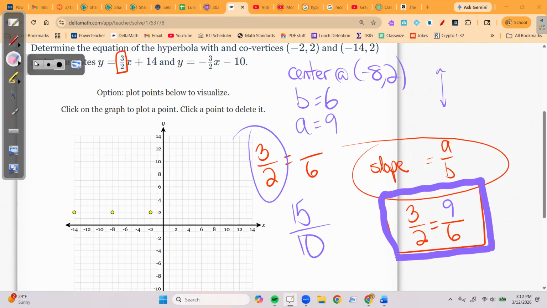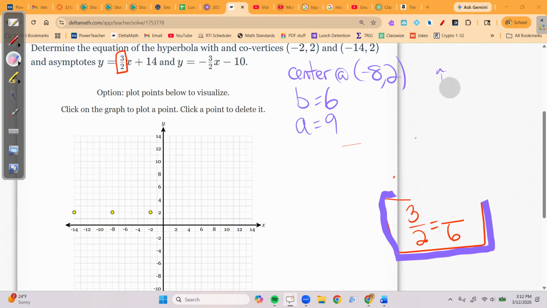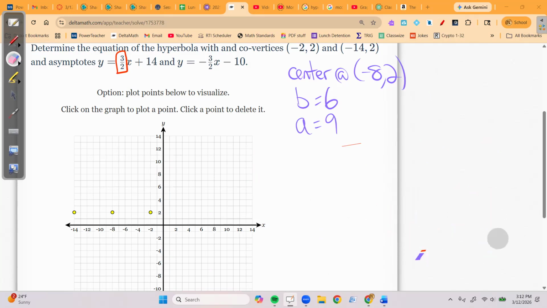So that's my experience with Delta Math, like the rest of them. The point is, I think what you're going to find with all the ones where they give you vertices, co-vertices, foci, you can visualize those pretty quick. You can see A, B, C, and you can reason your way back. It's the asymptotes ones that are tricky.